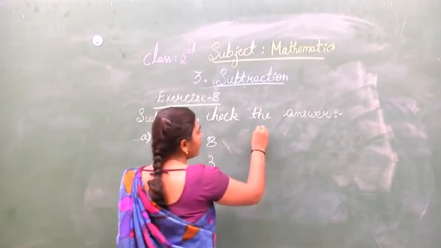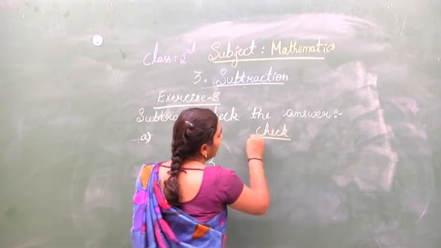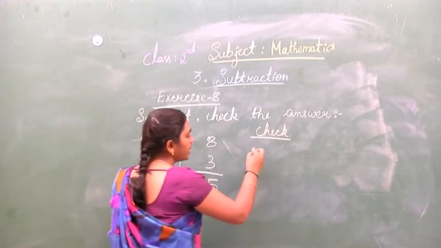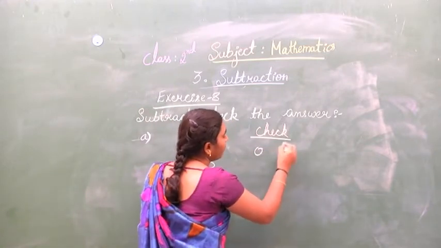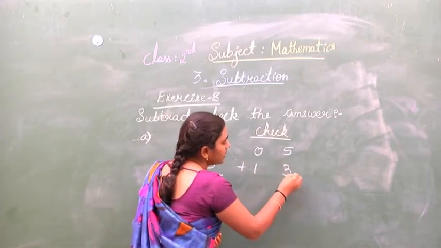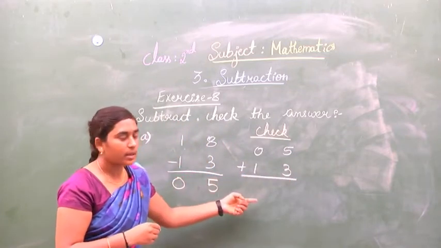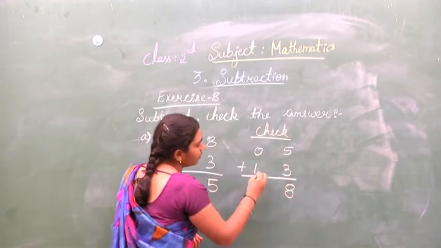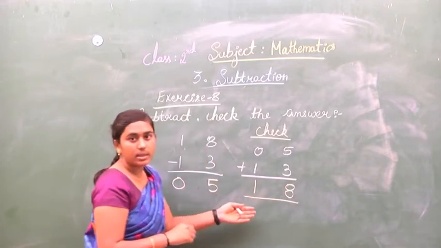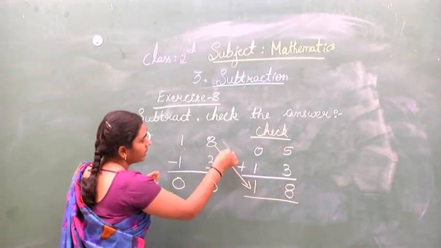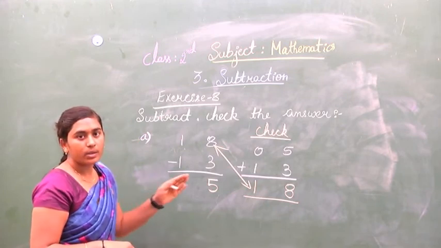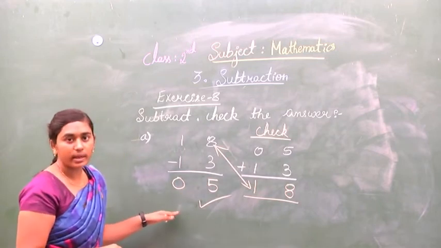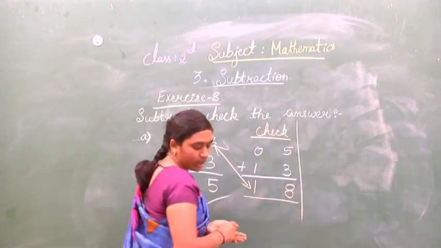To check, we add the answer plus the smaller number, right? The answer is 5, the smaller number is 13. If you add this, you should get the greater number. 5 plus 3 is 8, 0 plus 1 is 1. This is your greater number, right? So the subtraction is a correct one. In this way, we solve another one.